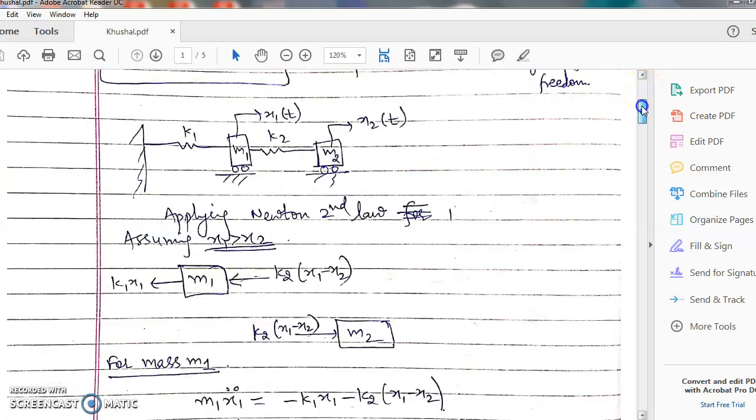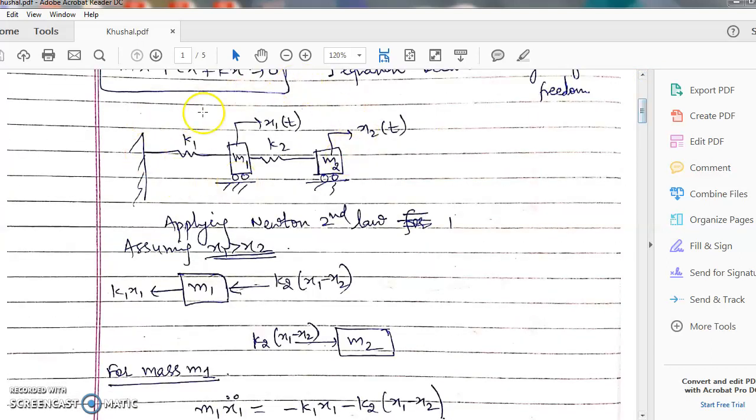Okay. So this is example of 2 degrees of freedom. Okay. x1 and x2 are required for the masses m1 and m2 to determine the displaced position of the masses. Okay. So same here, we will apply Newton's second law. Here one thing we have to assume, x1 is greater than x2. Okay. So if we apply Newton's second law in this system for m1, this spring will be elongated. So the force will be in the left direction.